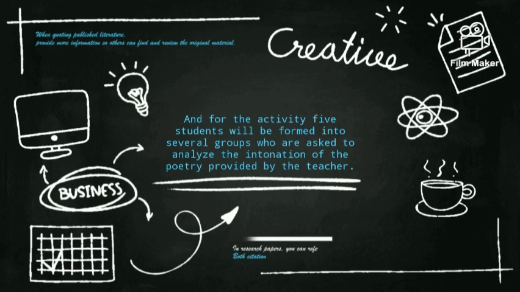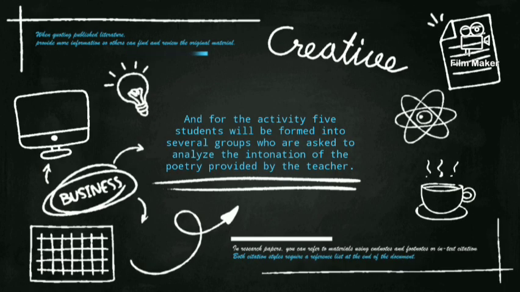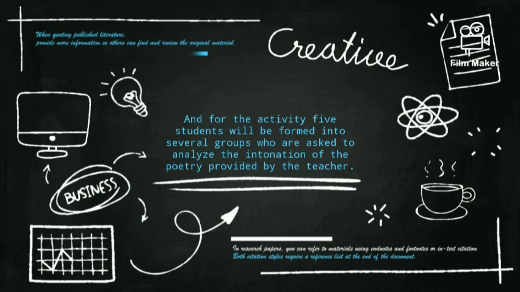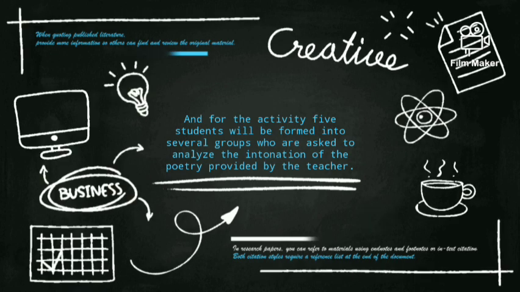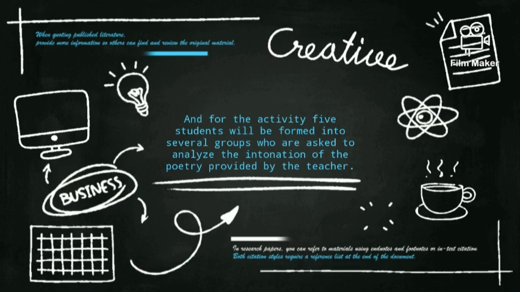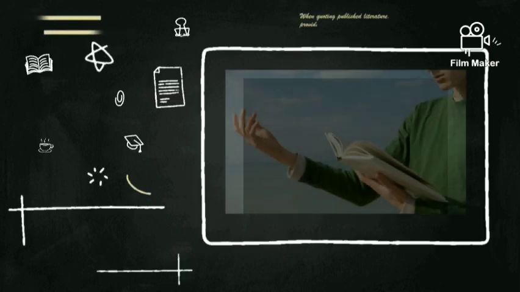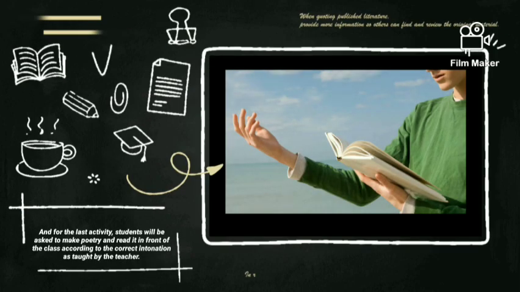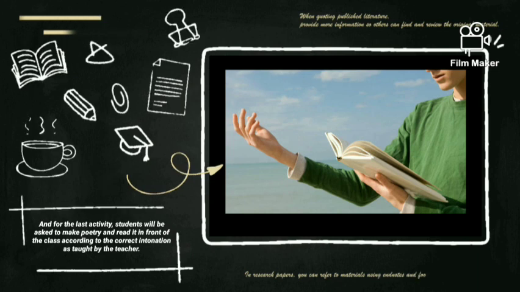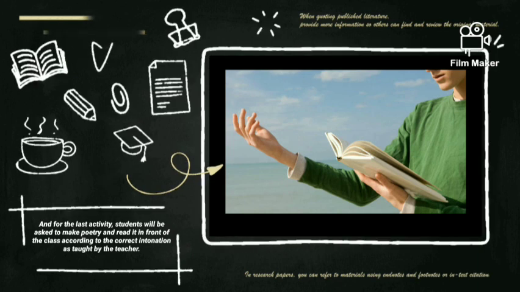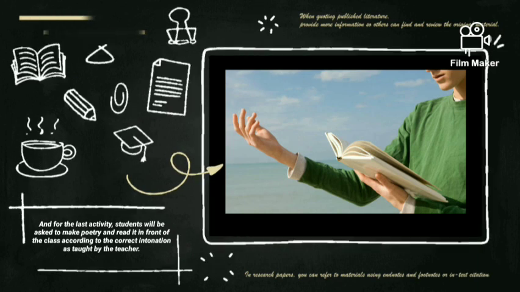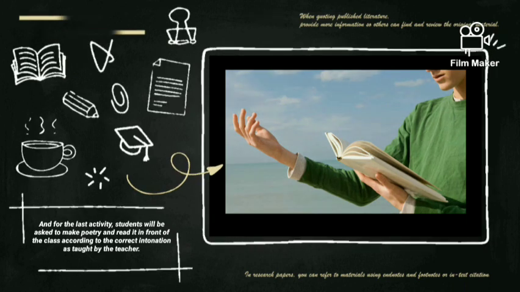And for activity 5, students will be formed into several groups who are asked to analyze the intonation of the portrait provided by the teacher. And for the last activity, students will be asked to make a portrait and read it in front of the class according to the correct intonation as told by the teacher.